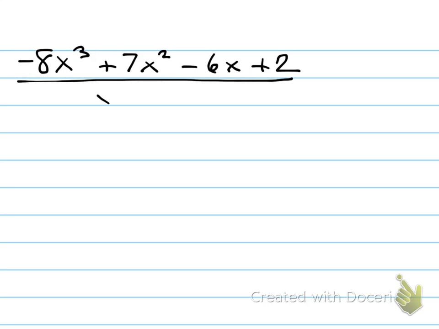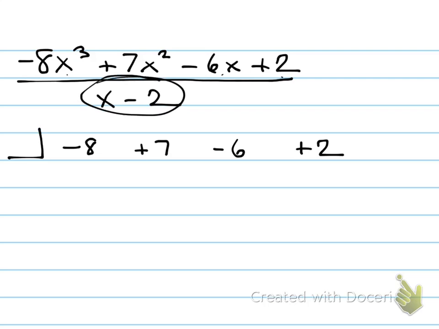Let's get another one. Negative 8x to the third plus 7x squared minus 6x plus 2, all divided by x minus 2. First, I need to list every coefficient of my f of x, which is the thing on the top. X to the third, x squared, x, and a number. Am I missing anything? No. So it's going to be negative 8, positive 7, negative 6, positive 2. Got to put my k in a box. It's x minus 2, so I'm pulling it away from an x, so what am I going to use? Positive 2. When you pull it away from the x, it looks like it changes the sign, right?